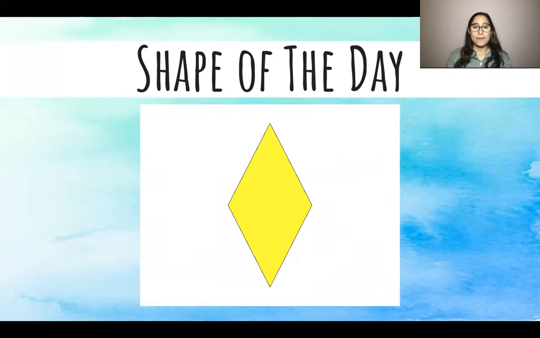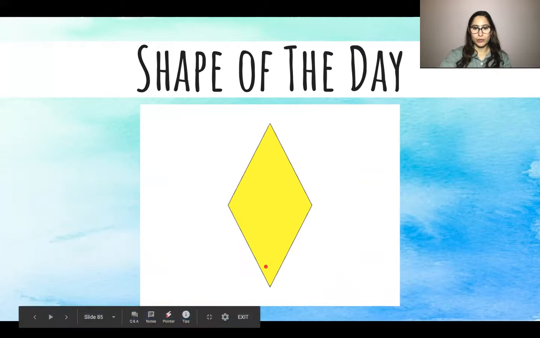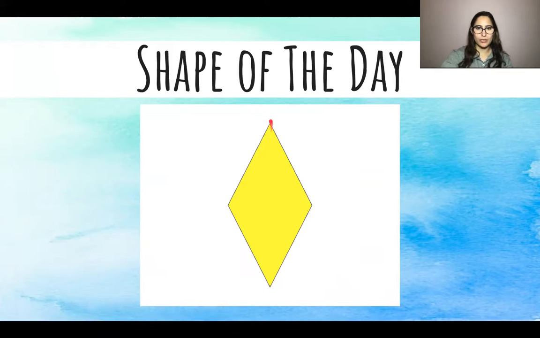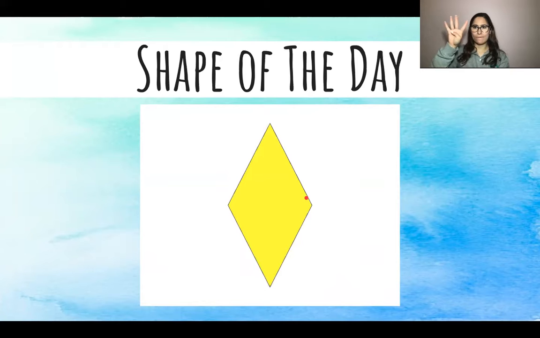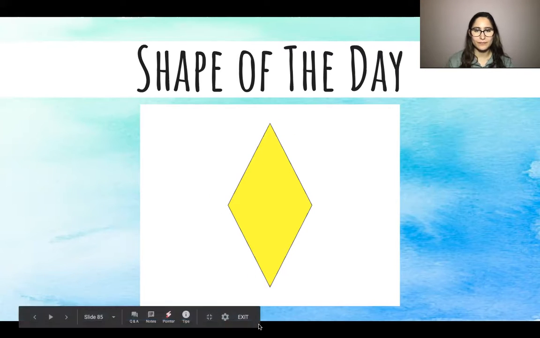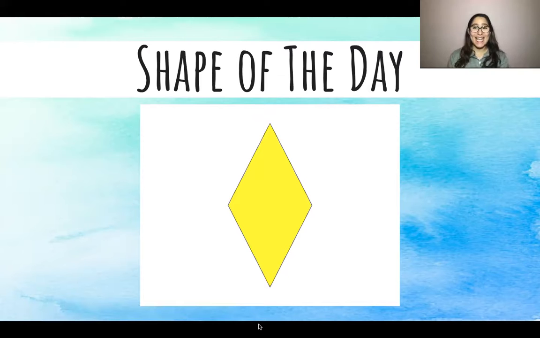This is our shape of the day. Let's count how many sides and corners it has. I see 1, 2, 3, 4 sides, and 1, 2, 3, 4 corners. 4 corners and 4 sides. What shape does this look like? Look at it, look at its sides, look at its corners, and look at where the corners are pointing. Exactly, this is a diamond.